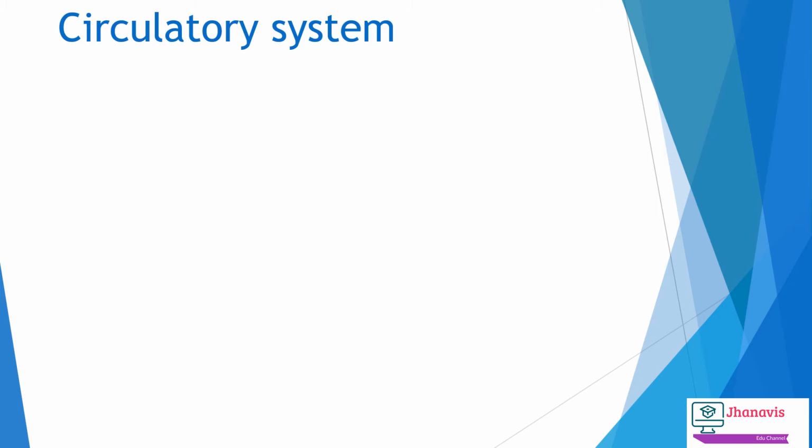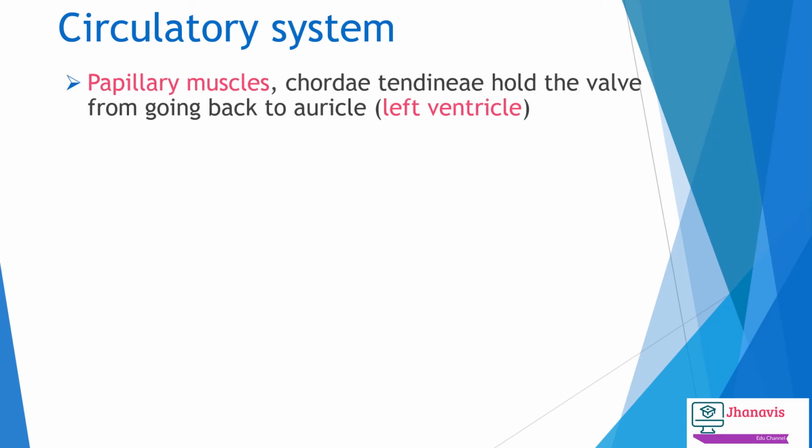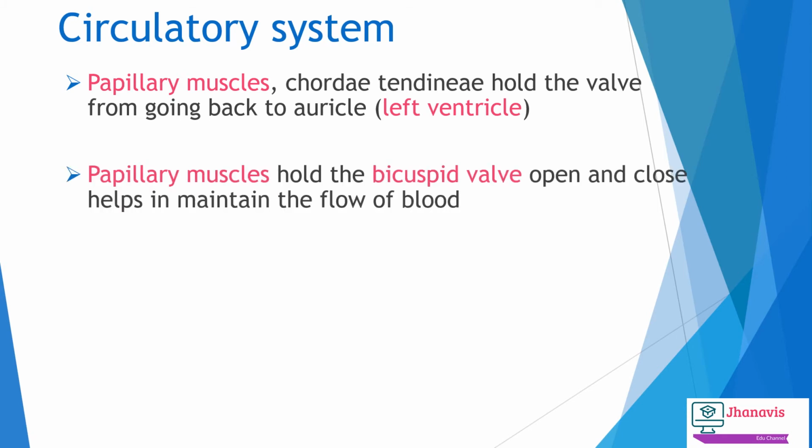Usually the papillary muscles tend to hold the valves open, and when they relax they close it back, hence helping the flow of blood from the left auricle to the left ventricle. So it will mainly help in maintaining the blood flow in the heart. That means with the help of these papillary muscles, which contract and relax, the valves open and close, thus protecting the blood from mixing.